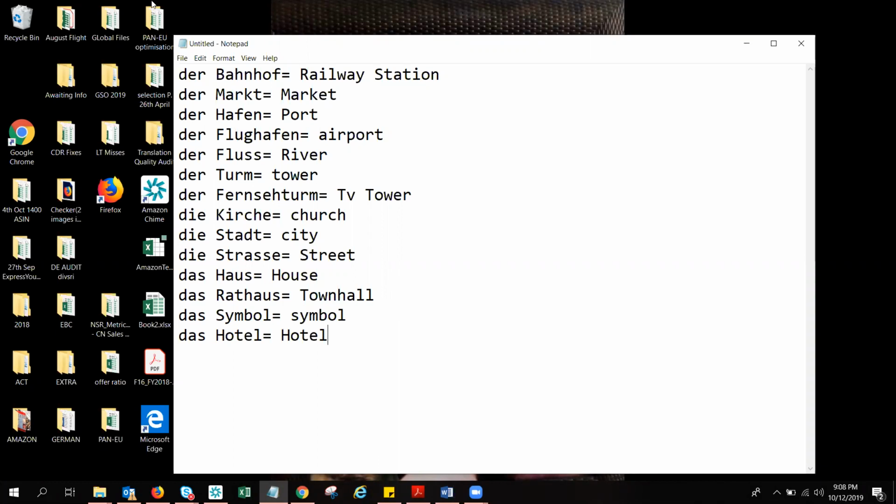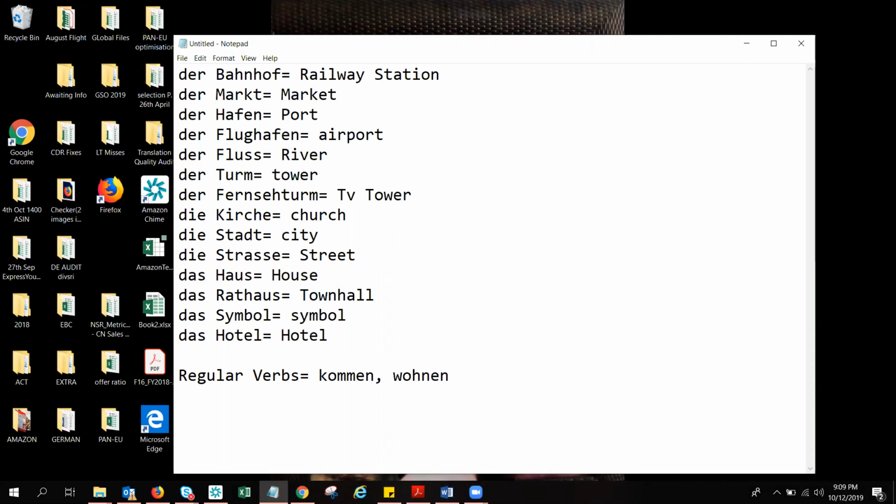Now moving to a new thing: we have done verb conjugation. Whenever verbs take the normal endings like e, st, and there is no change in the verb, it is a regular verb. For example, regular verbs are those which go according to the rule, like kommen, wohnen.